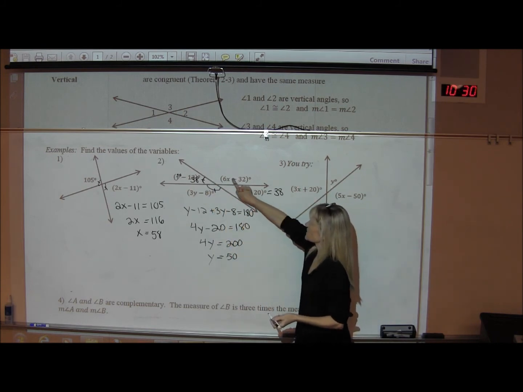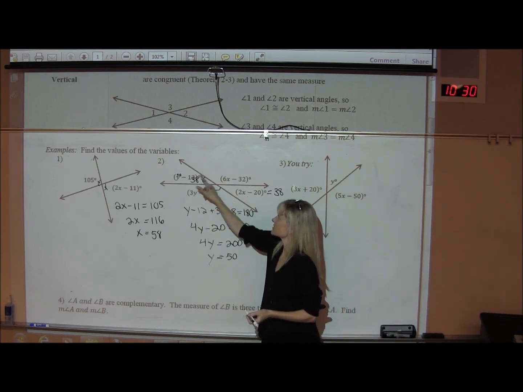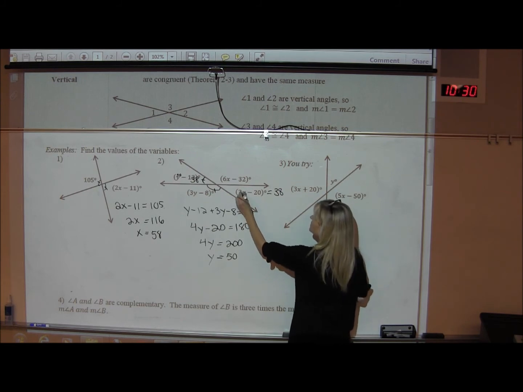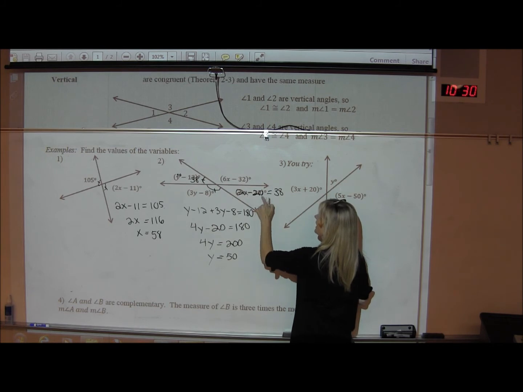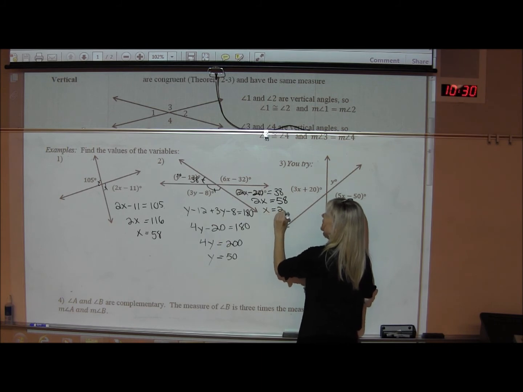You could say this plus this have to equal 180. Or you could say, ooh, I know this is 38, so I know this is 38. And that's a little easier to solve. So this is 2x minus 20 equals 38. I'll add 20 to both sides. 2x equals 58. And then x equals 29.